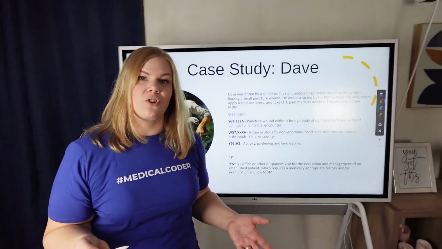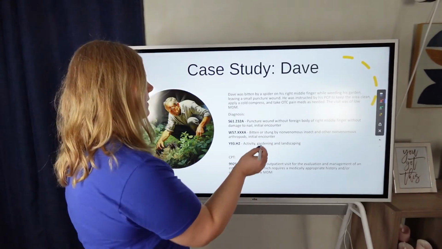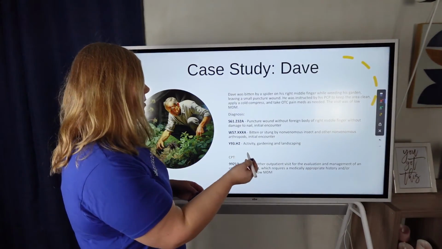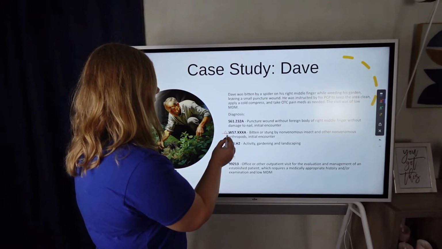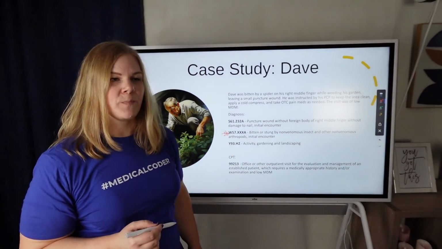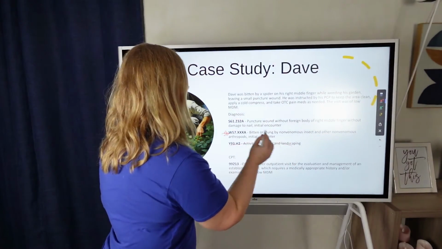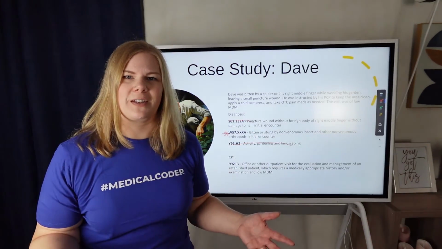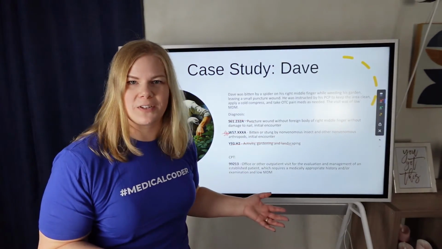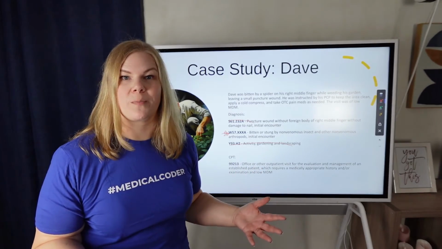So if the documentation didn't have the support for the fact that there was a puncture wound or the fact that it was gardening, and we just had it was a spider bite and we just filled out that W code, it would have probably resulted in a denial, because was there a medical necessity that he had to have this office visit for the spider bite? Like, what was going on with the spider bite?